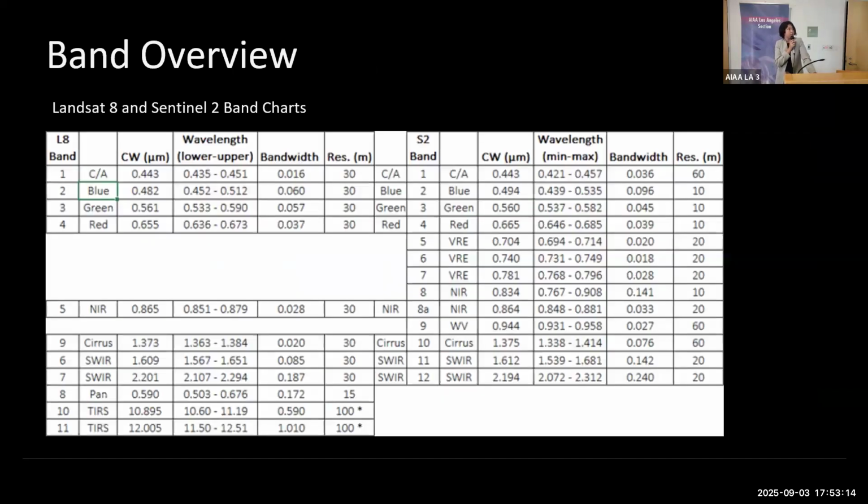This is more specifications on the Landsat 8 and the Sentinel-2. You can also see bands as well. Sentinel-2 has more bands. And you can see the wavelength occupancies and the bandwidth are slightly different amongst the satellites.